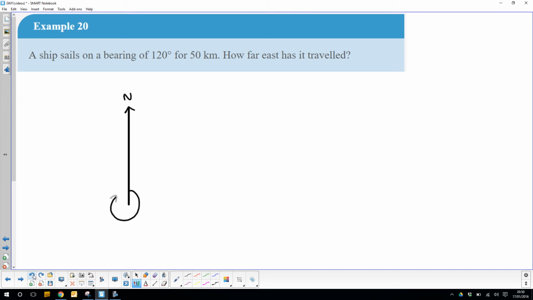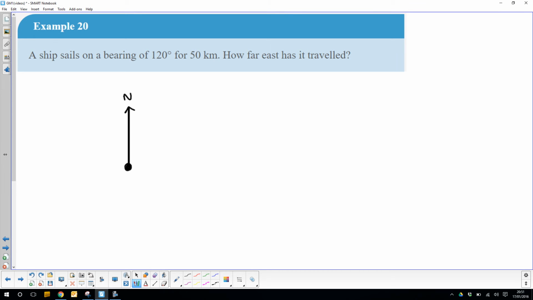So, for example, this first question says a ship sails. I've drawn that first line a bit too long. Let's make that a bit smaller. It says a ship sails on a bearing of 120 degrees. So hang on. Let's just first of all, this is our starting point for our ship.